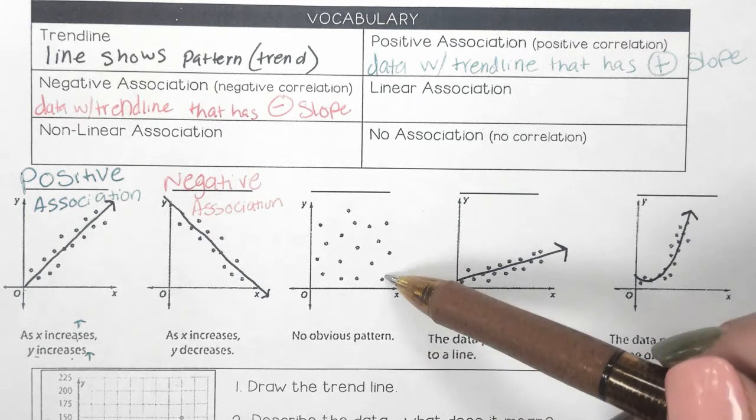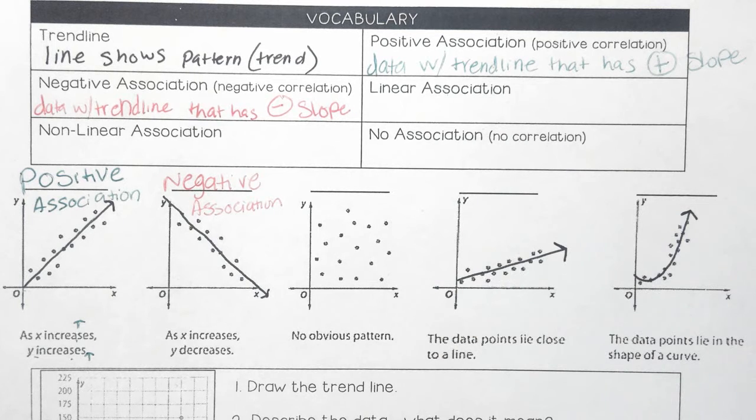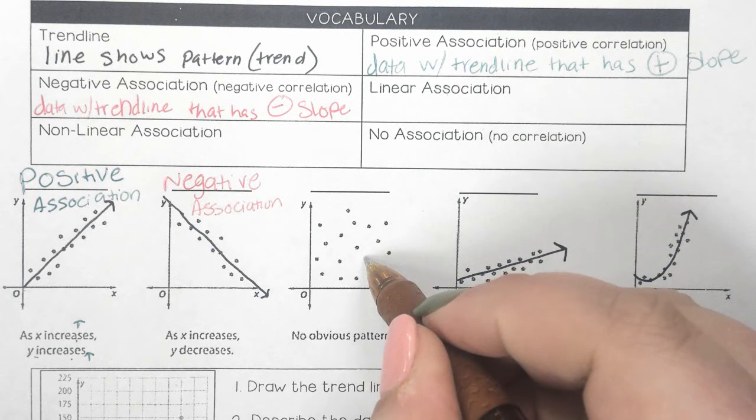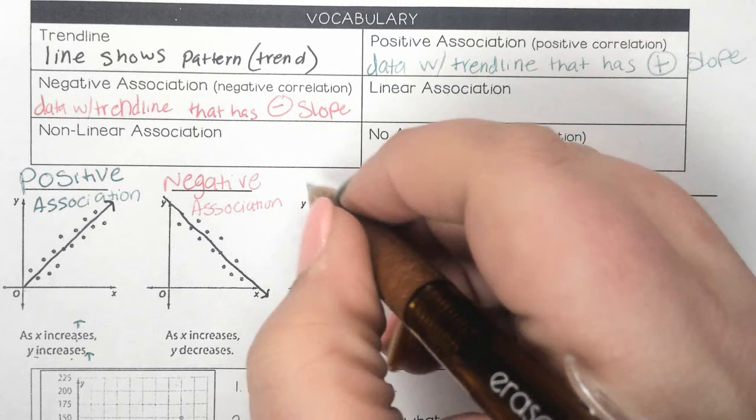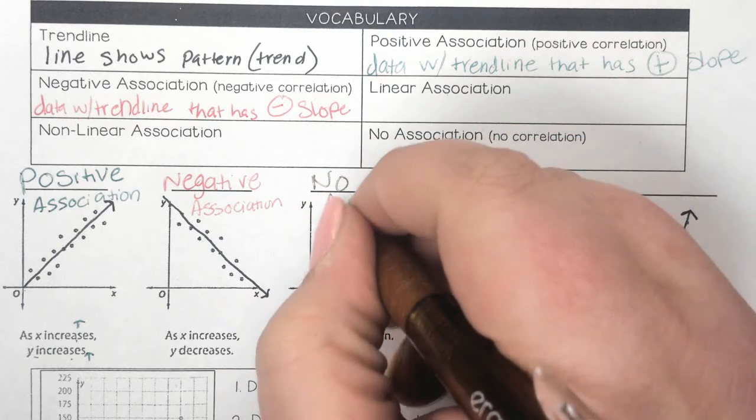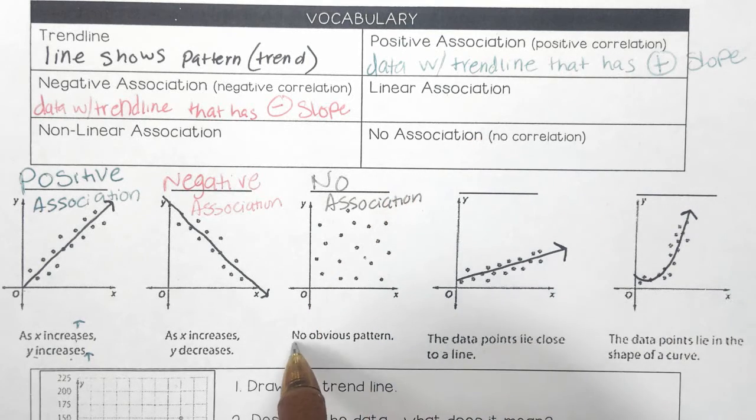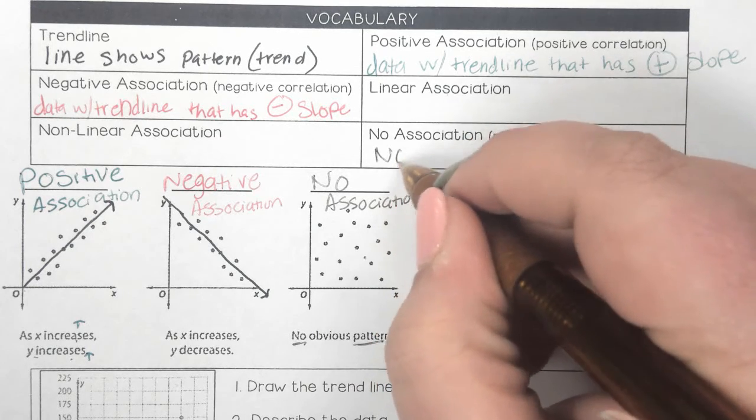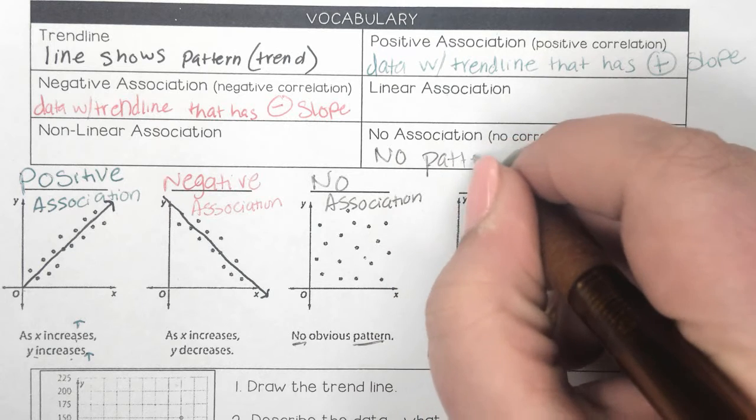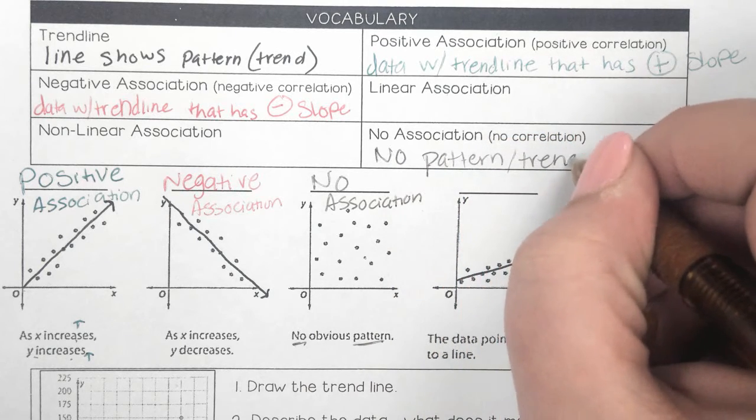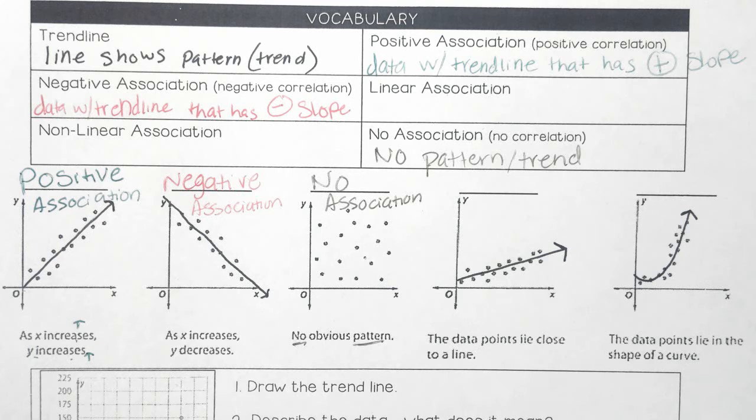Here we had no obvious pattern. Since there was no pattern, I wasn't even able to draw a trend line. And since we determined a set of data's association based on the trend line or line of best fit, and I don't have a trend line or line of best fit, then I would say this has no association. I think the best way to describe that is that there's no obvious pattern or no obvious trend. So no pattern or trend for no association.